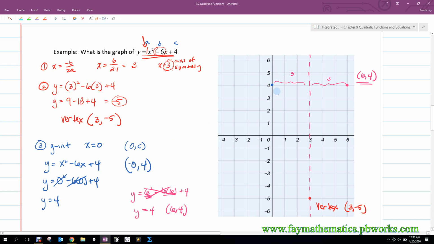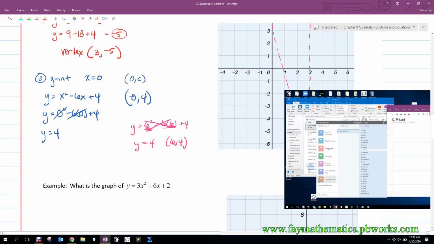So now we got those 3 points. All we've got to do is connect with a smooth curve.